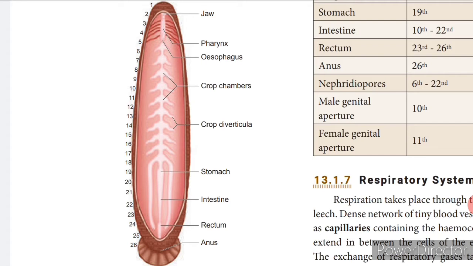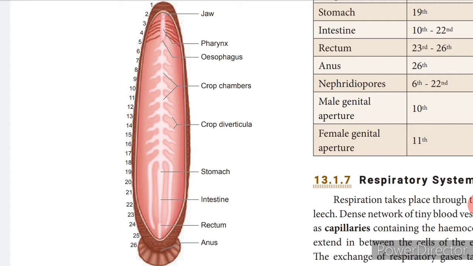This mouth is at the middle of the anterior sucker, and it leads to the small buccal cavity. The walls of the buccal cavity consist of 3 jaws with a single row of minute teeth, very small teeth, right? Here the mouth and the buccal cavity occupy the first 5 segments. The buccal cavity has salivary glands which secrete saliva, and this saliva contains hirudin, which prevents the coagulation or clotting of blood.